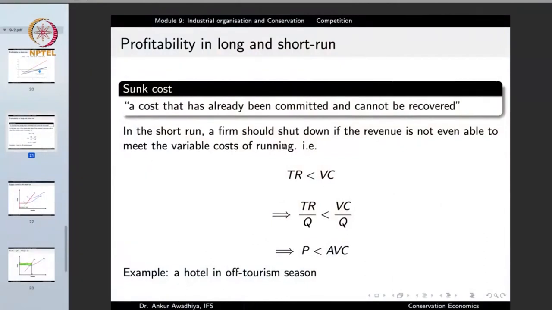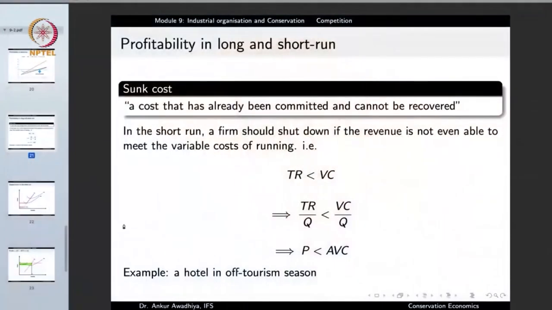So in the short run, the firm should shut down if the revenue is not even able to meet the variable cost of running, which means that the total revenue is less than the variable cost. Now, if TR is less than VC, then dividing both the sides by Q, we will get TR by Q, which is equal to P, is less than VC by Q, which is the average variable cost. So the firm should shut operations when the price is less than the average variable cost.